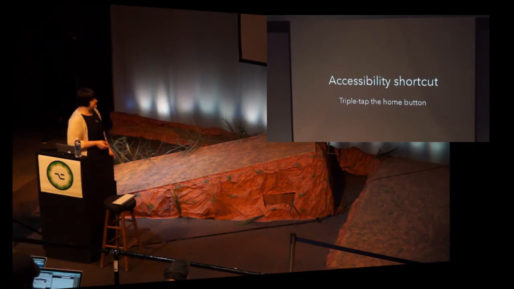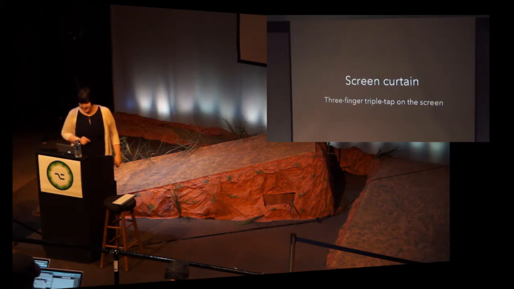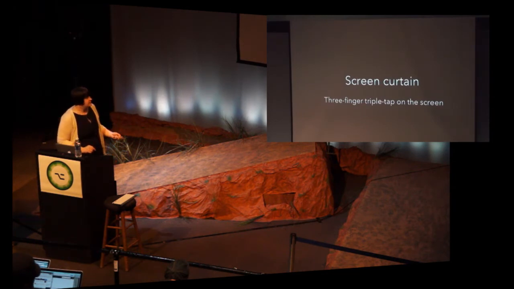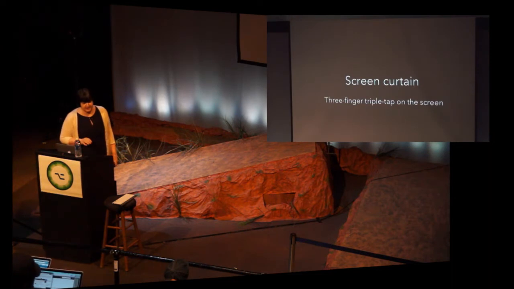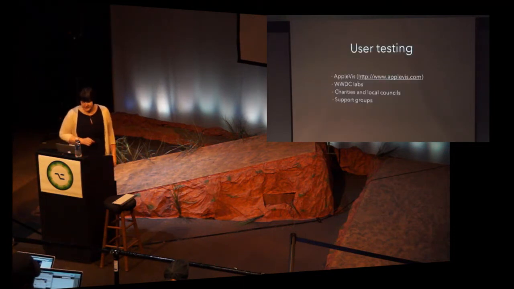Once you've set up VoiceOver, you just have to triple tap the home button, and you can turn VoiceOver on. You can also tell Siri to turn VoiceOver on, which is also kind of cool, if Siri understands you. And screen curtain is a really important one. If you are testing, it's good to make sure you're not cheating and looking at the screen, so you triple tap to turn the screen off and make sure that it still works.